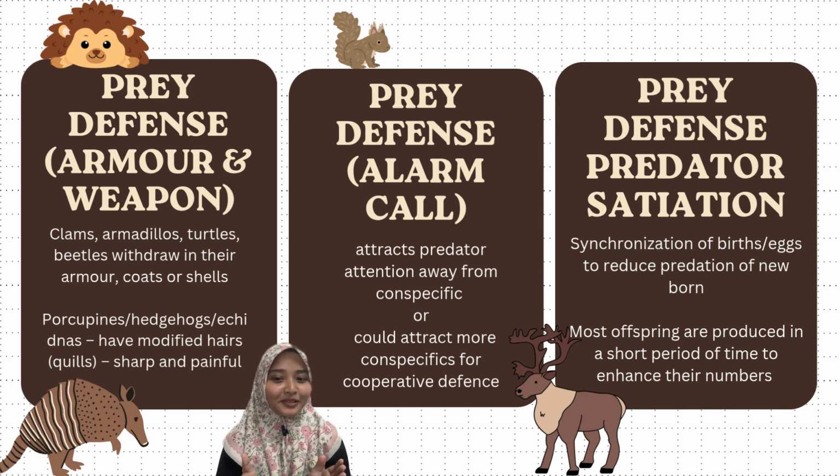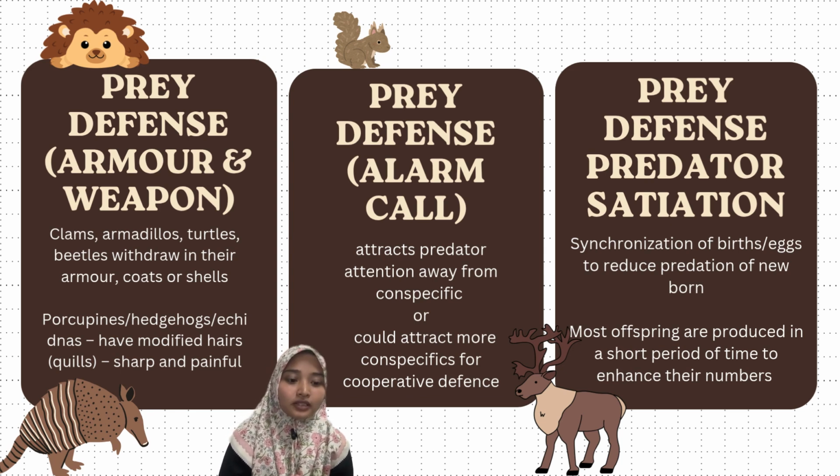Prey defense: alarm calls. Alarm calls attract the predator's attention away from conspecifics, or could attract more conspecifics for cooperative defense. Example, Belding's ground squirrel. This function warns close relatives. And harassment of an owl by small birds brings in a number of potential prey that respond by mobbing, grouping, and harassing the predator.